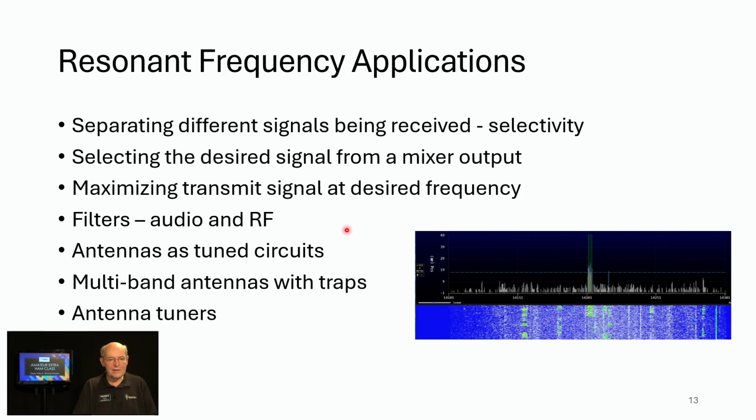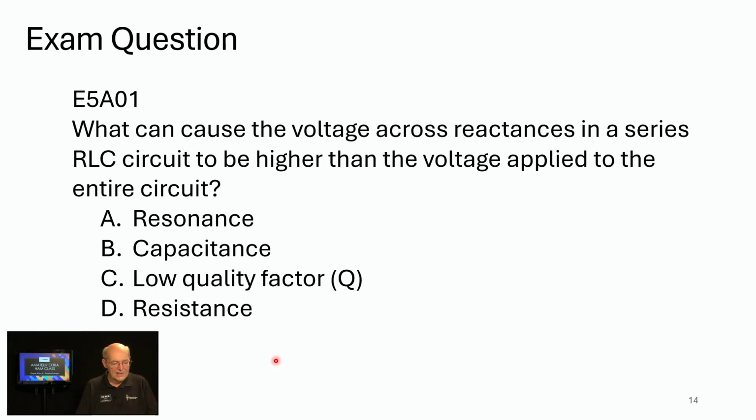Filters, your audio and RF filters, depend on resonant circuits. An antenna can be viewed as a tuned circuit. People want to see the SWR low at a particular point in the band. Well, that antenna is acting as a tuned circuit at that frequency. Your multi-band antennas with traps, those depend on tuned circuits. And of course, antenna tuners. So just every place in ham radio, you'll find these things being applied. Harmonic suppression, notch filters, a couple more things. And right into some questions.